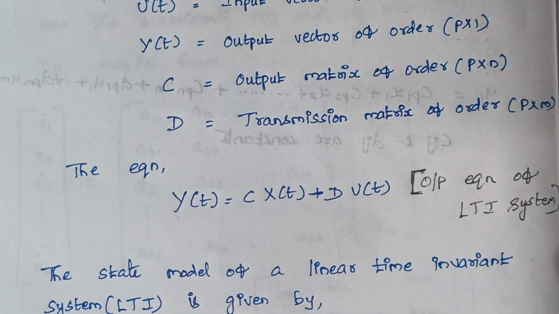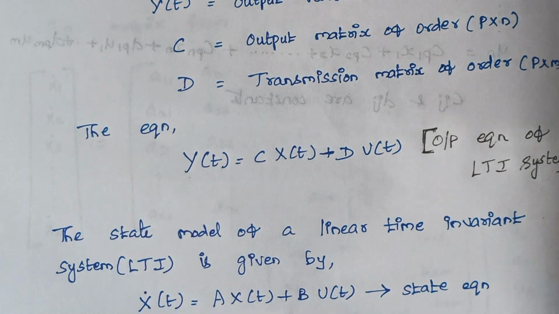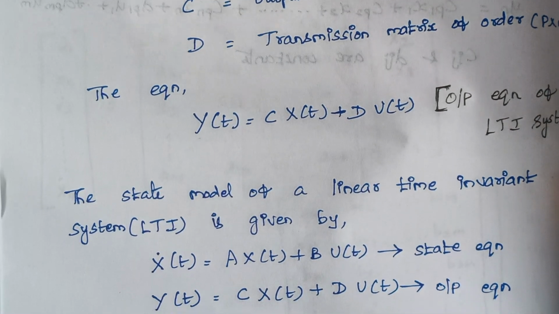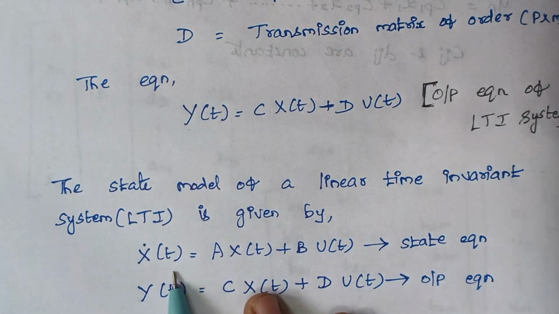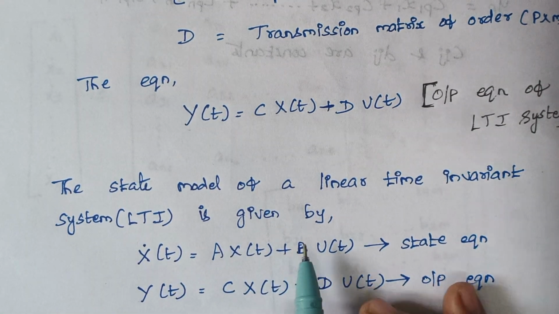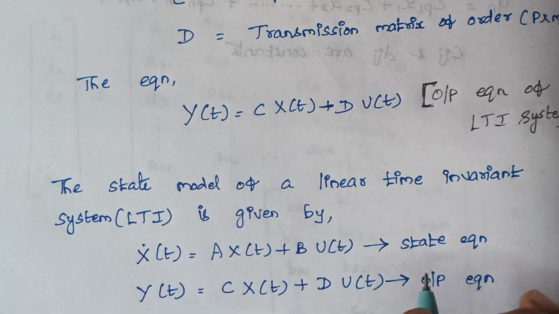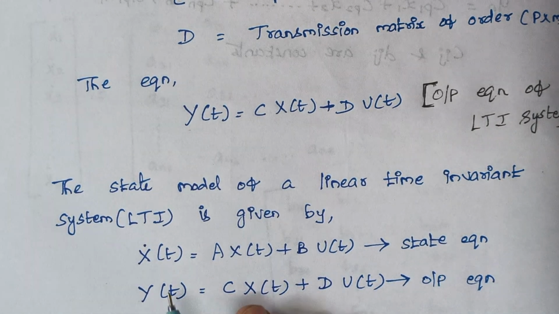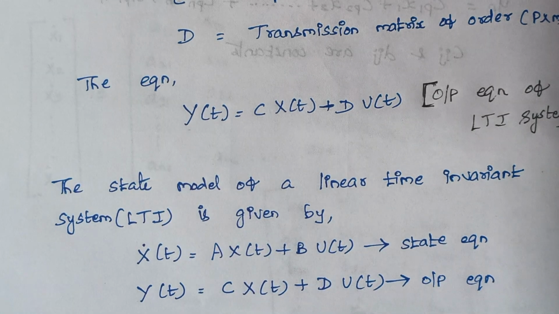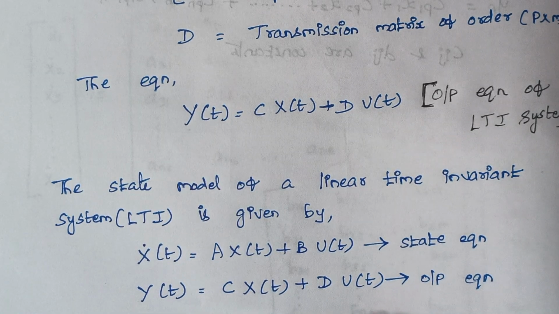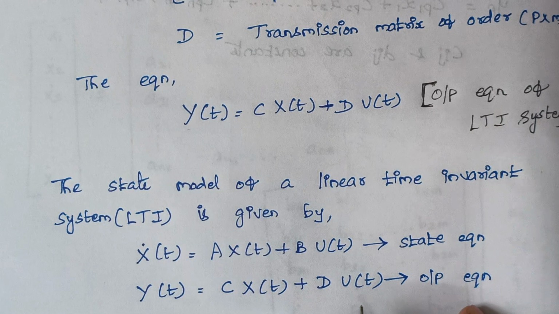So this equation is known as the output equation of a linear time invariant system, right? Finally, the state model of a linear time invariant system is expressed as x dot of t is equal to A x of t plus B u of t, and this is known as the state equation, right? And the output equation, y of t, is represented as C x of t plus D u of t, right?